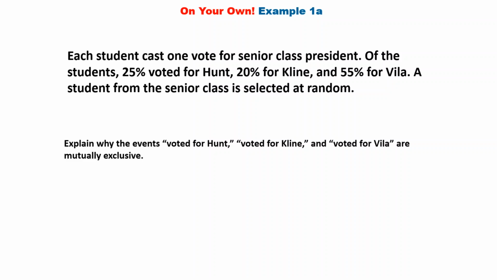All right, so this problem says each student casts one vote for senior class president. Of the students, 25% voted for Hunt, 20% voted for Klein, and 55% for Villa. A student from the senior class is selected at random. Explain why the events voted for Hunt, voted for Klein, and voted for Villa are mutually exclusive. And you should have said, because each student can only vote once. They can't vote twice. They can't have two events, just one outcome.